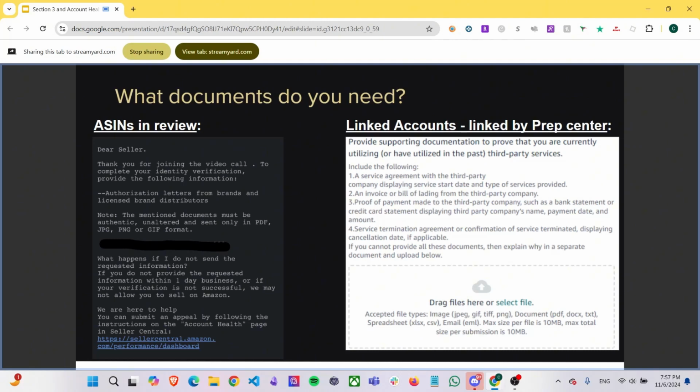The service termination agreement means you have to tell your prep center you are leaving them because your account is suspended due to their linkage, not your fault. So you have to separate that connection by having this termination agreement. Submit all four things and your account will be reinstated. This is the only thing I know of that works for a linked account that can be reinstated.